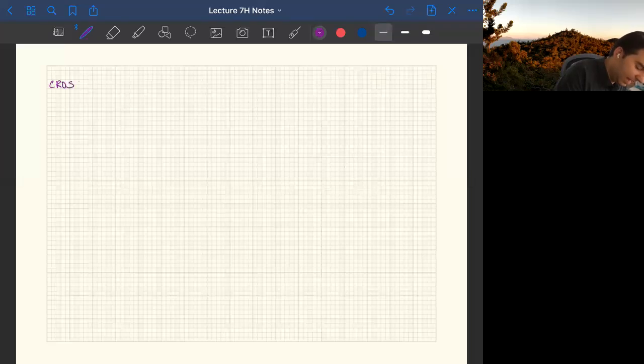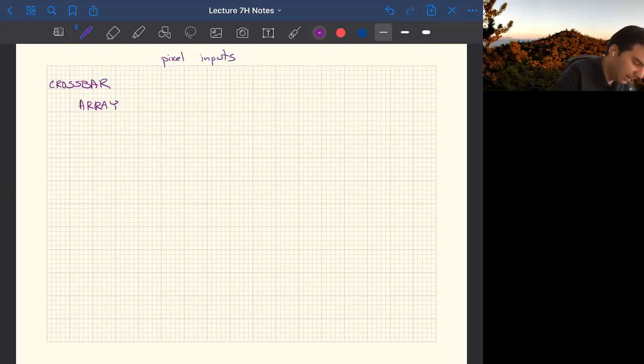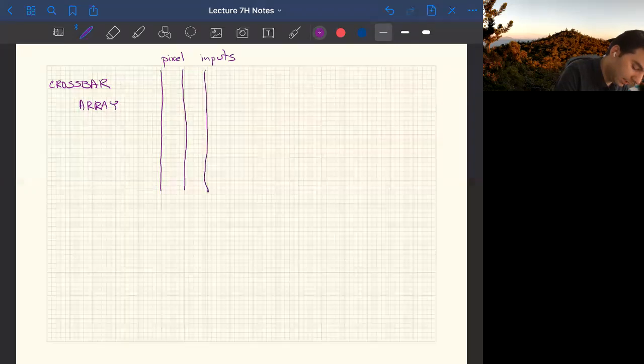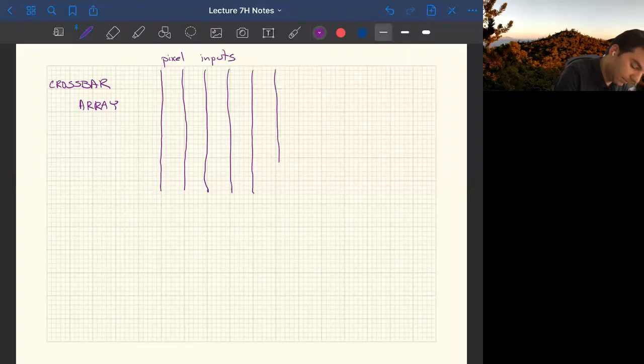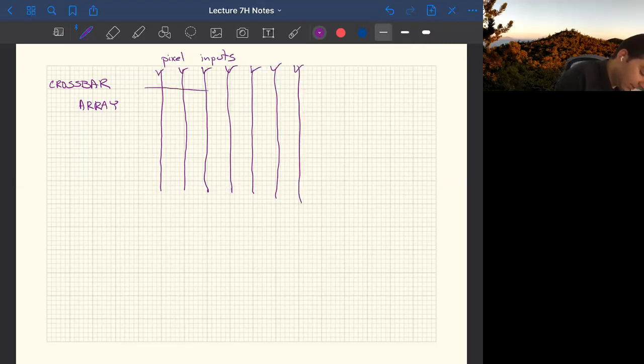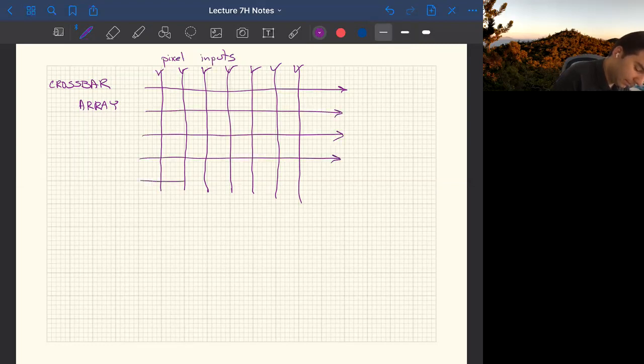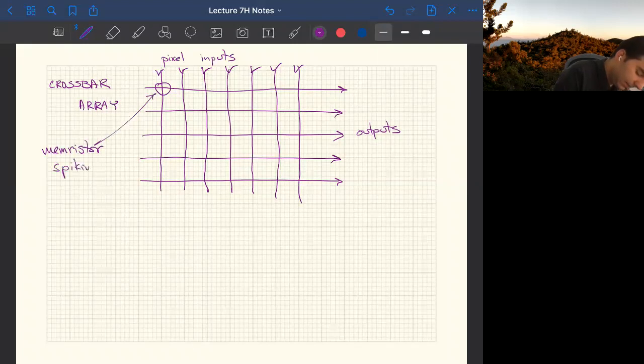And that idea is mirrored here in a crossbar array, where they took a bunch of inputs. You can view these as pixel inputs, and they come down through this crossbar array. We'll see where it crosses in a second. The inputs are coming vertically down into this, and then they have outputs that go across here. And at every junction, they put one of these cool memristor spiking neurons.